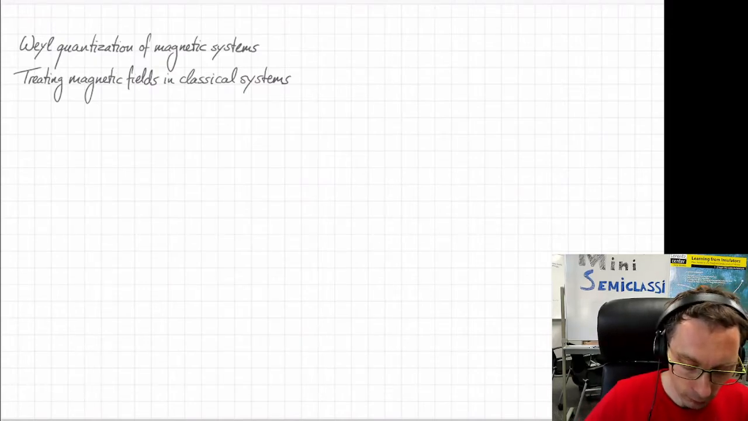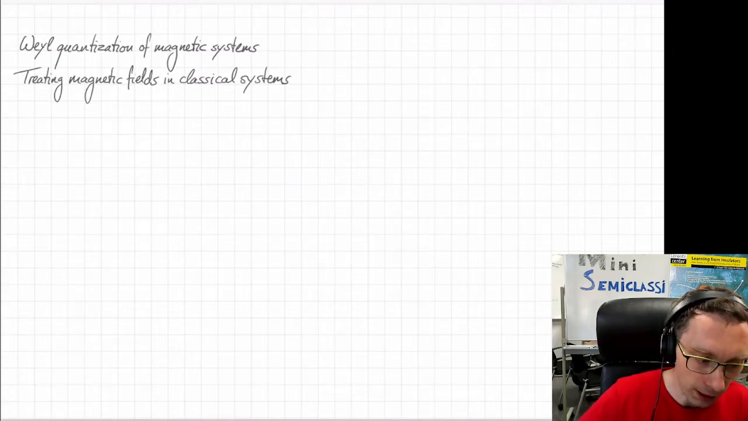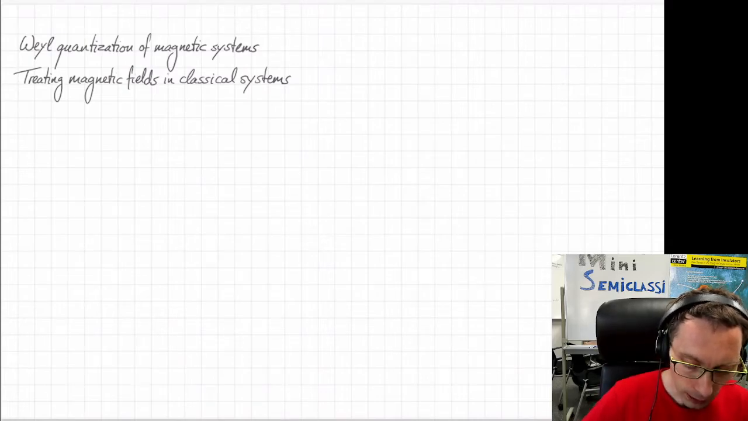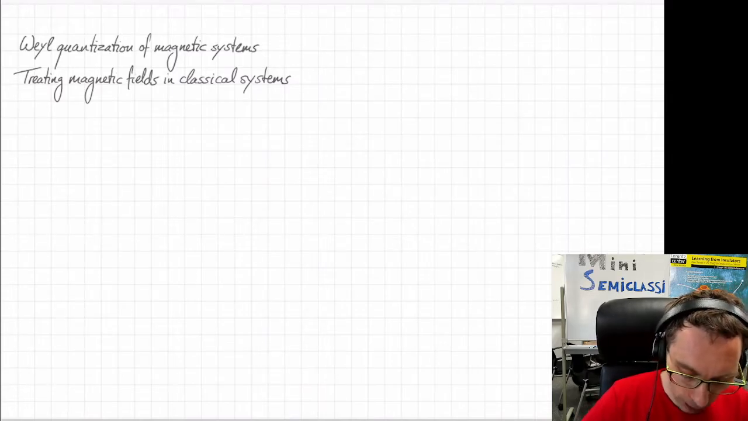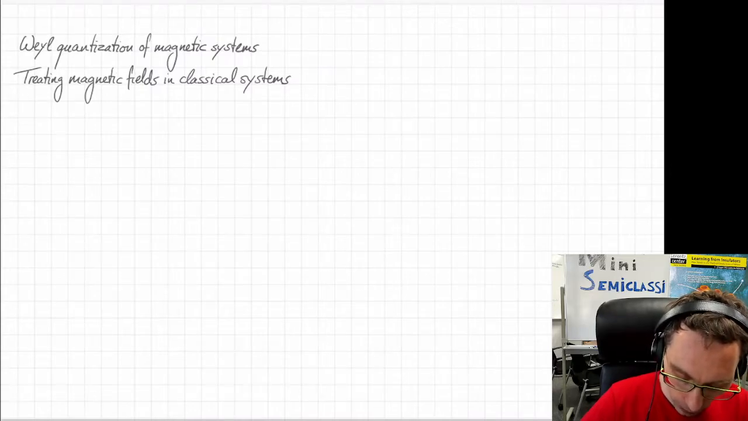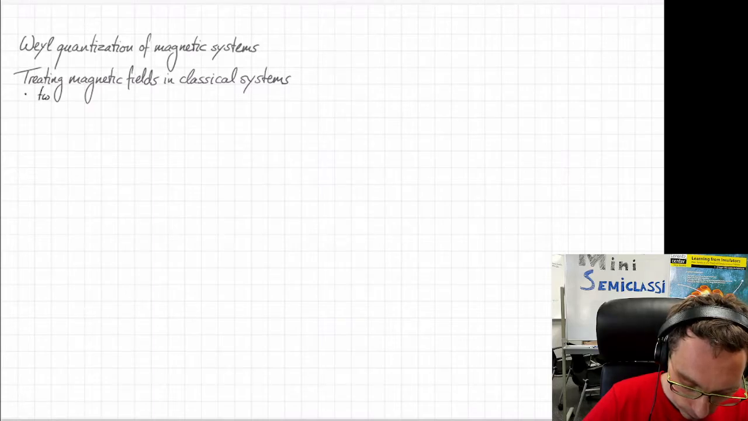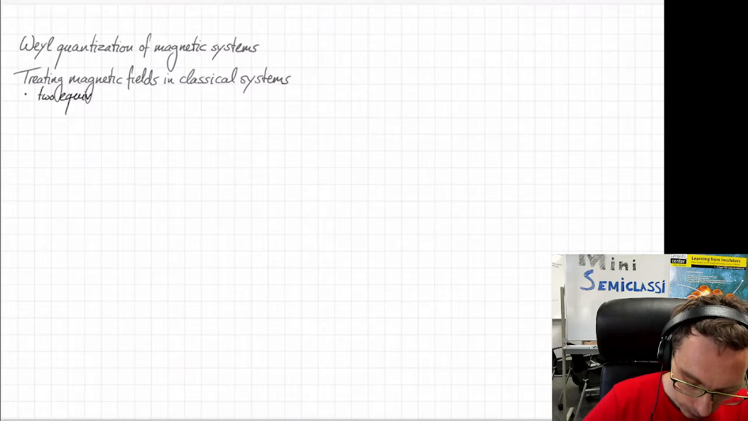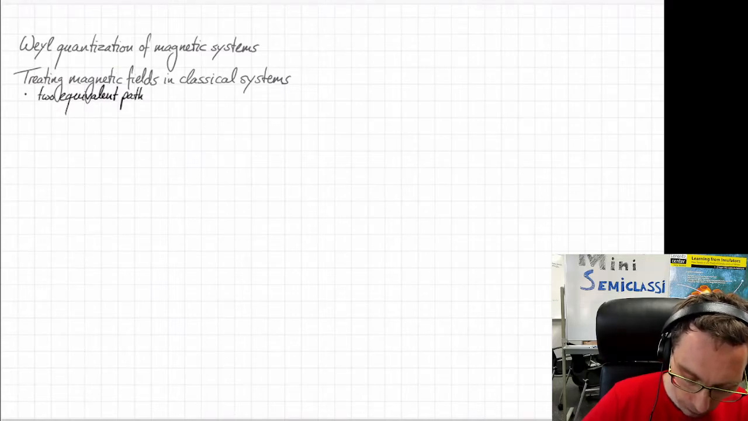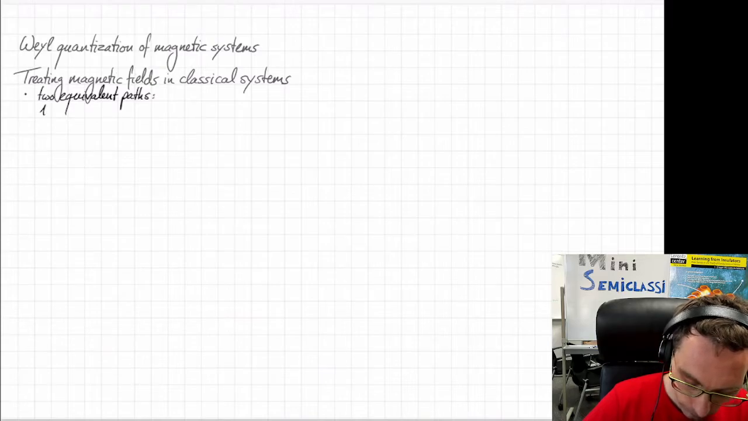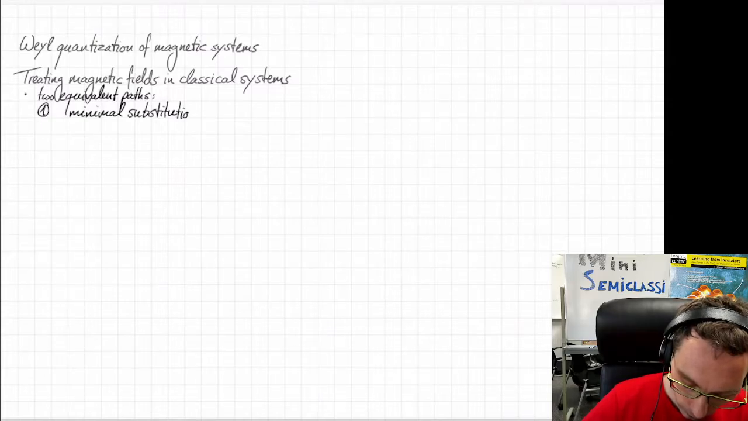And so you could ask the question, how does Weyl calculus accommodate magnetic fields? And let me start first with the corresponding classical system. So here there are actually two paths which are equivalent. And the first path is minimal substitution. So basically, this is the de facto standard.